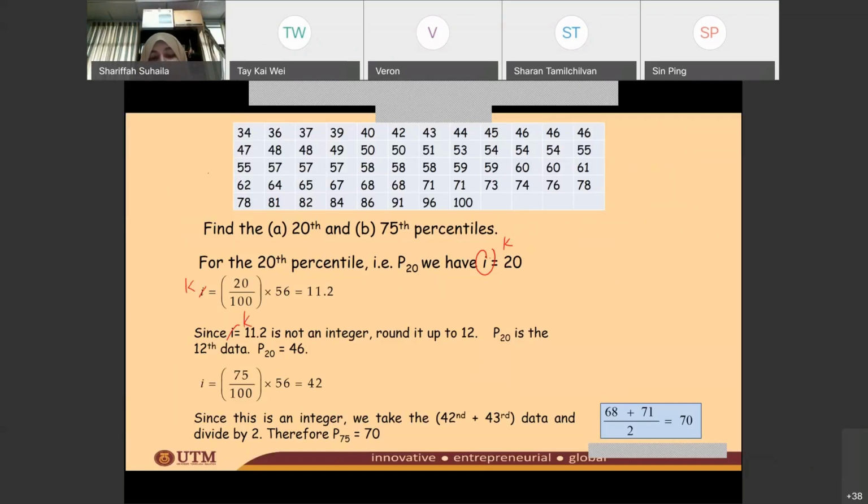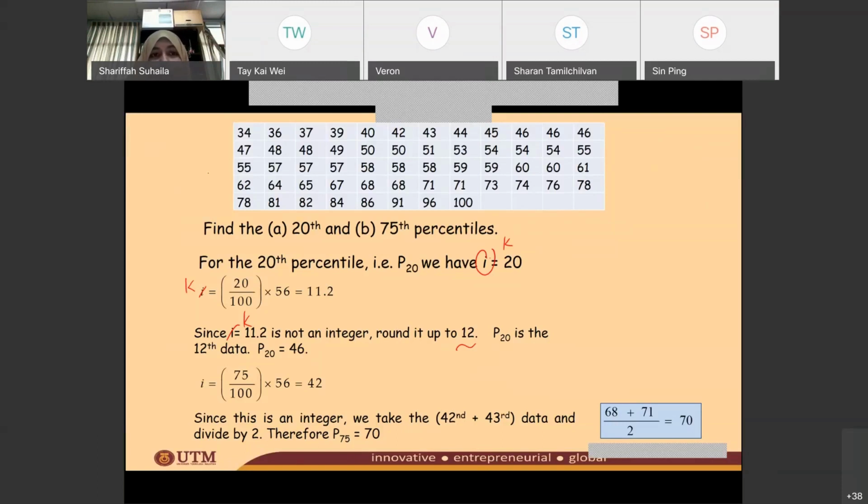Okay, since k equals 11.2 is not an integer, so we round up. We just round this. It doesn't matter, whether 11.5 or so. Because this one is 11.2, normally we take 12. Even though it's less than 0.5, someone might ask. Okay, so that means this one is not an integer, so we just round it up to 12. Okay, so P20 is the 12th data. We have already arranged from the lowest up to the highest value. Okay, already an ordered data set. So find which is your 12th data.